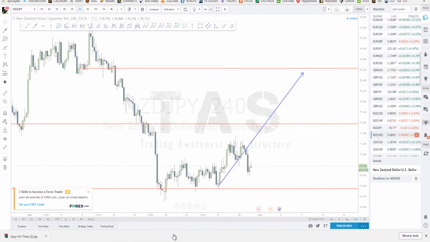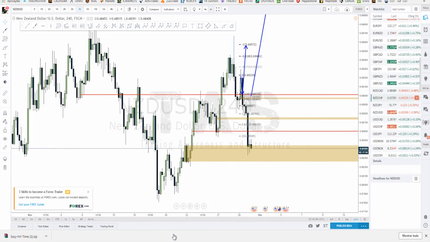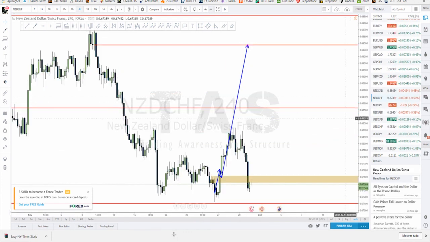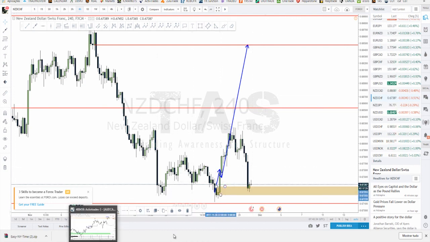NZD USD, sorry. It's probably gonna go up again. But if we were to trade an NZD pair, this looks better. This looks much better. Has broken structure, came down to this order block here. Might just be giving us an entry.